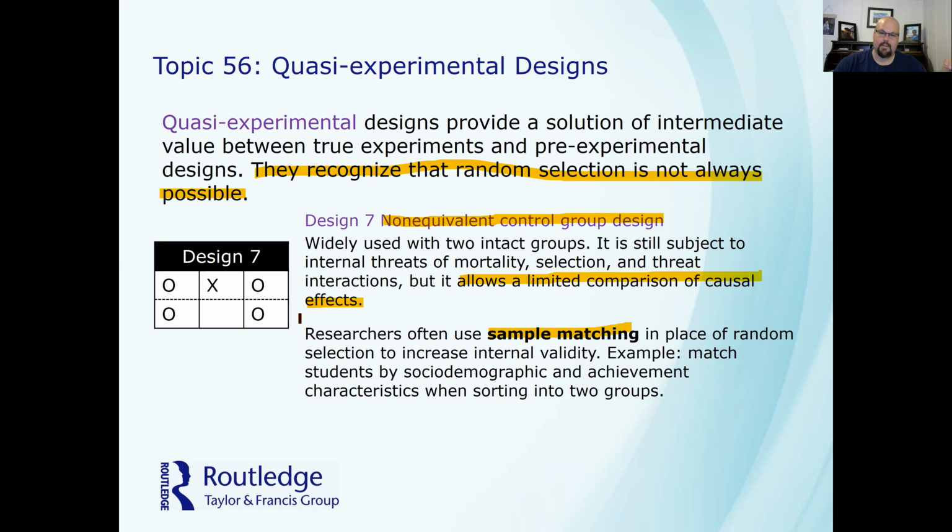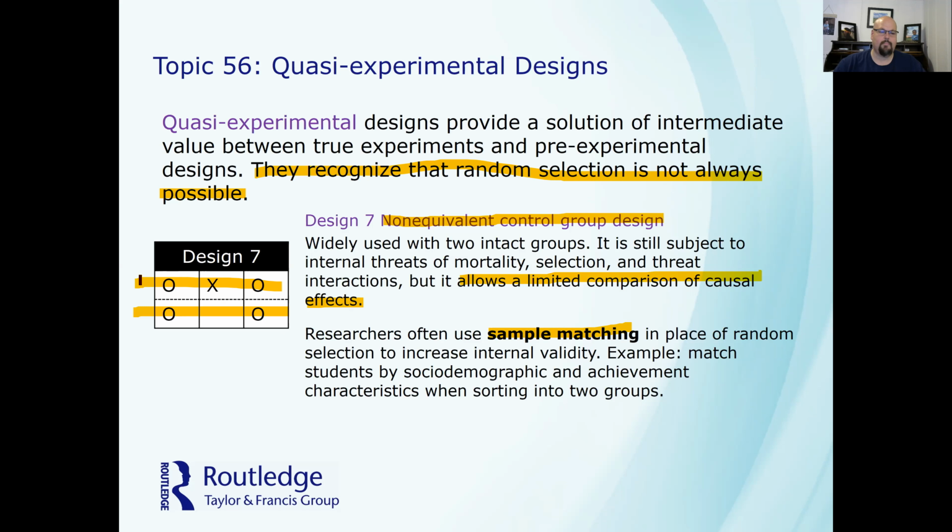Because I'm not randomly assigning them, what I might try to do is sample matching. So I want to make sure that I have the same number of men here as I do here. I might look at other demographics, socioeconomic status, socio-demographic things, education, all those things that might potentially have a difference between these two groups that could cause an effect. And they're quasi-experimental because we can't randomly assign people.